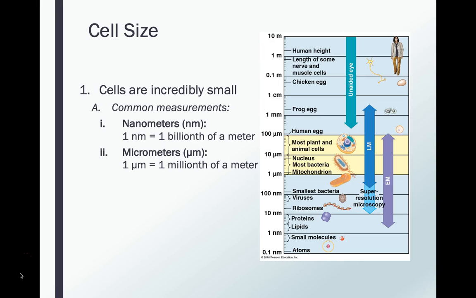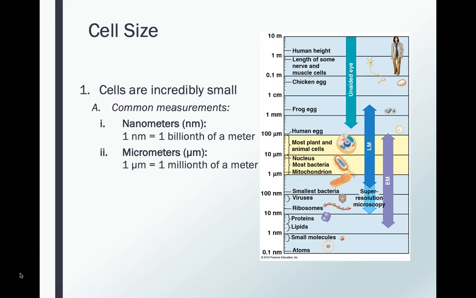Then for reference, we have a chicken egg and frog eggs. Frog eggs are getting close to the lower limit of something we can see with the eye. They're quite small, but we can still see them. Then we get down to a human egg, which is very large for a human cell. Most plant and animal cells require the use of a light microscope. This is the microscope that we're using in our lab, and they're quite easy to observe on it. We do it many times throughout our class. Getting much smaller than animal or plant cells can sometimes require the use of a different type of microscope.